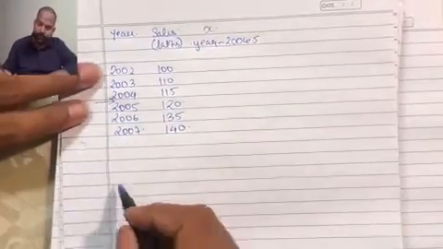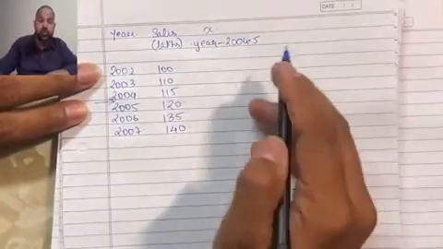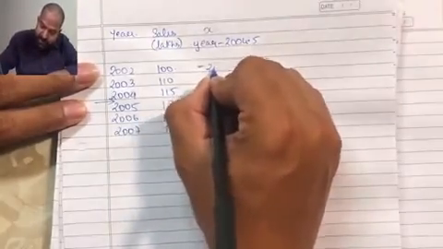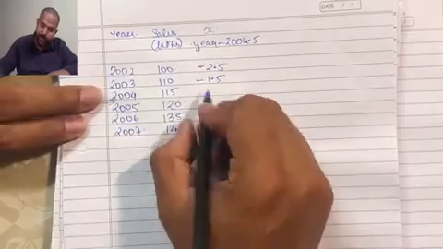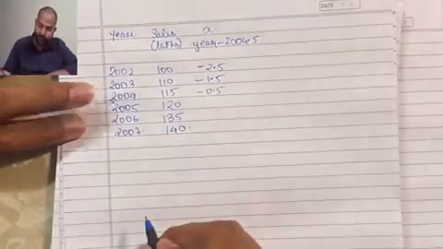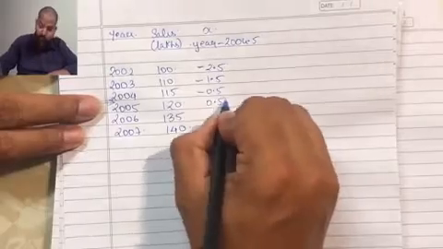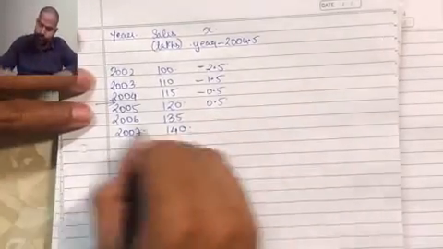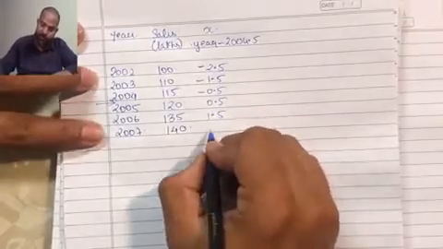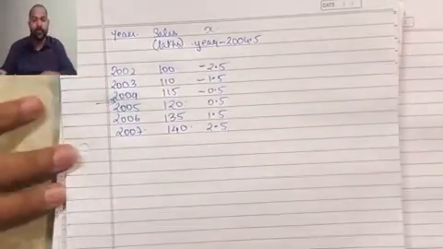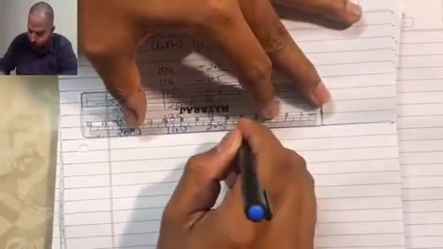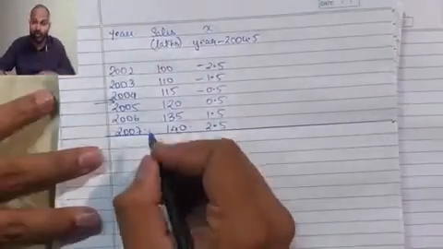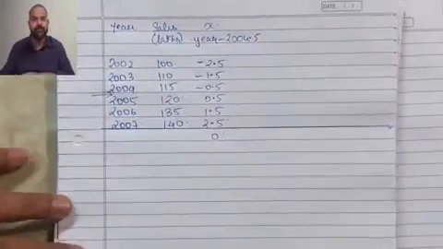So let's start then. 2002 minus 2004.5 is negative 2.5. This is going to be negative 1.5. This is going to be negative 0.5. This is going to be positive 0.5. Sorry, this is going to be positive 1.5. And this is going to be positive 2.5. What does the total work out to be? The total will obviously work out to be zero, because common sense, the sum of the deviations from the mean is always zero. So this total always works out to be zero.